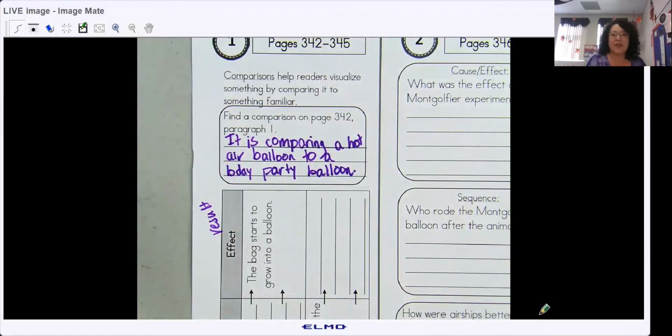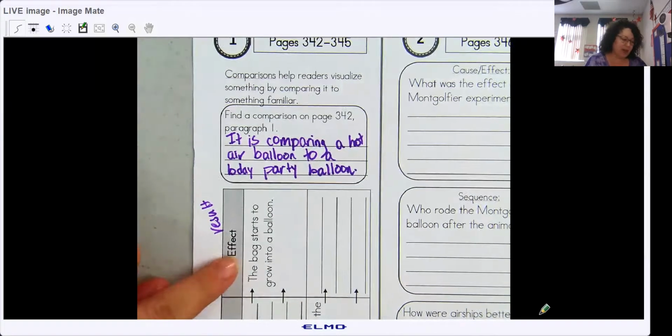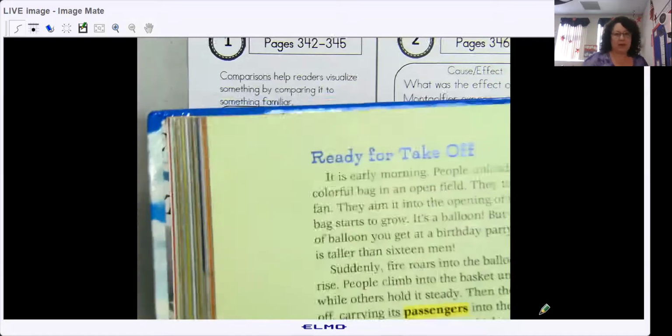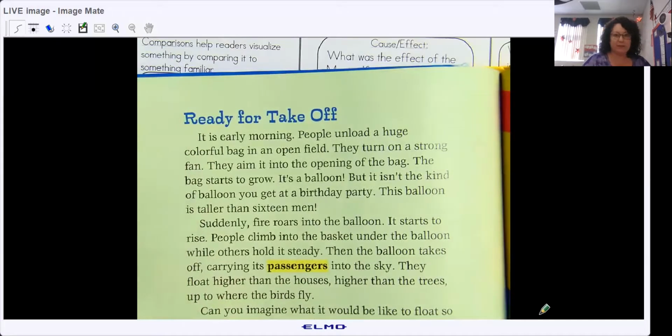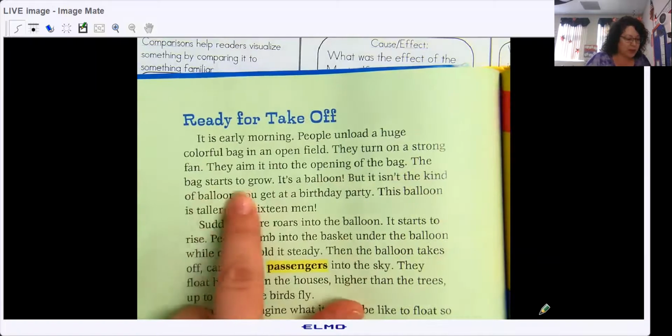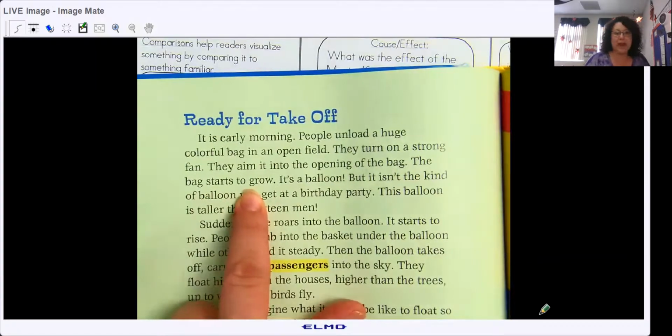We also even got the first cause and effect relationship. We have the result, the bag starts to grow into a balloon. What's the cause? What's the reason why that it starts to grow? Can you find it? It's in that first paragraph we just read. So find the balloon starts to grow because that's the result. What happened before it? The bag starts to grow.